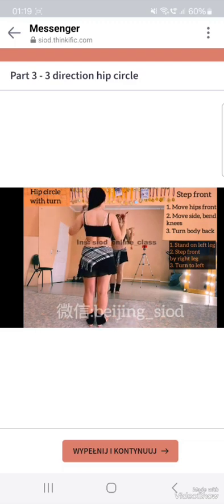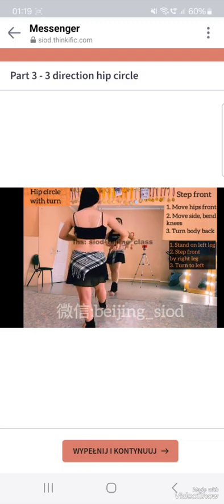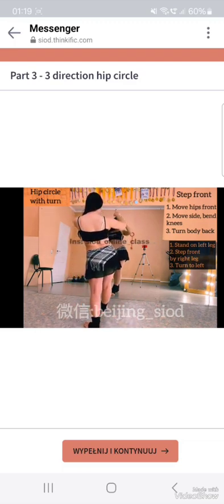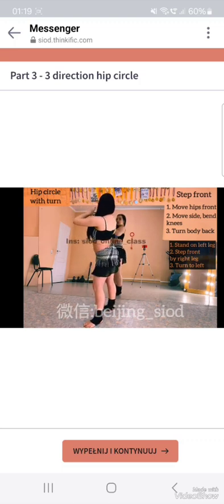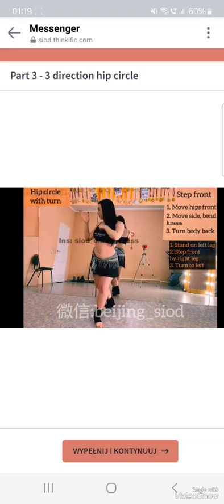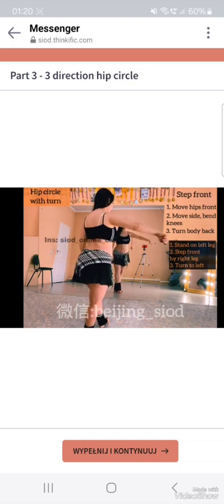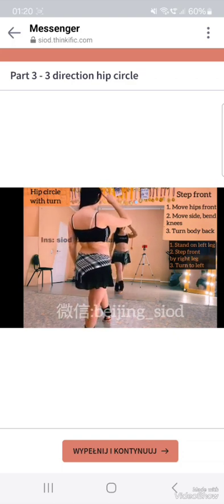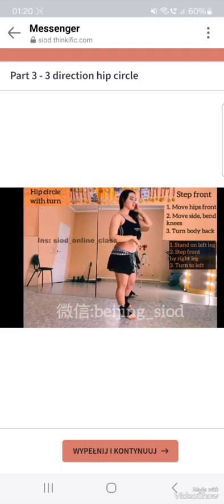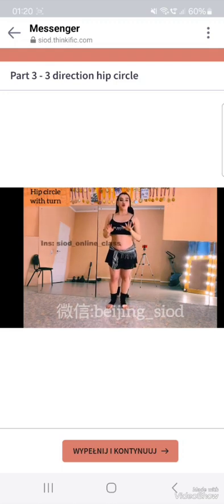Now I will show it from the back. So we stand like that and make a step to the front with the right leg and turn ourselves to the side and then turn ourselves to the back. We stand with our back to our audience, then we make a step with the right leg to the front like that and then turn yourself in this way. Now I will try to show it quicker.